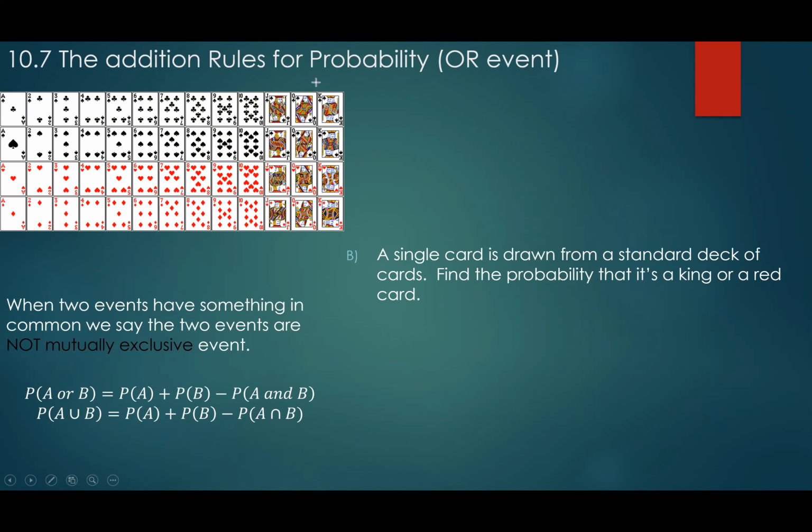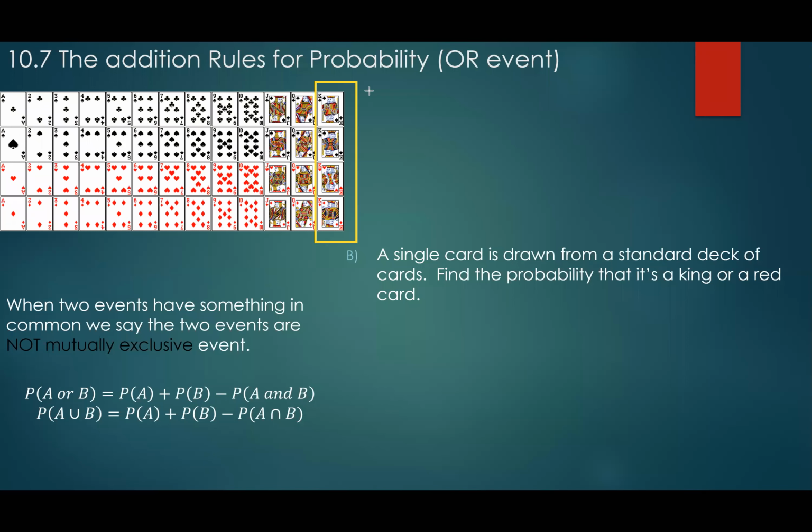This is my king, which is a K. What I asked you to do is, if I shuffle all these cards around, find me the probability of a king or a red card. Everybody see that my red cards are these items here, right? So the probability of a king or a red card, that's what they asked me.